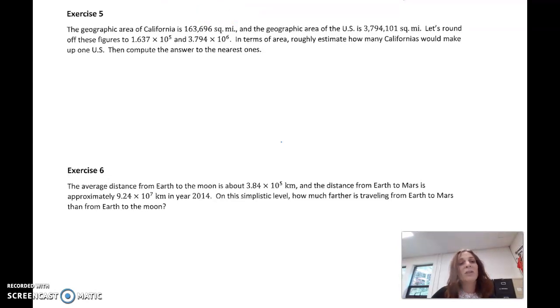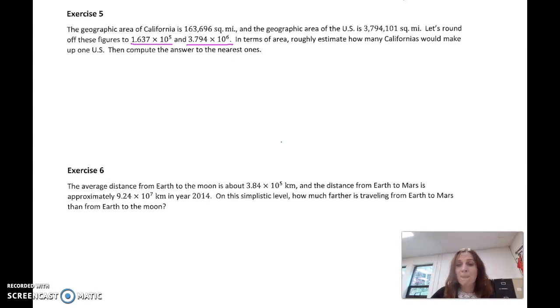The geographical area of California is 163,696 square feet. The United States is 3,794,101 square feet. And they've given us what it is in scientific notation. In terms of area, roughly estimate how many Californias would make up one US. So how many times would California fit into the United States?